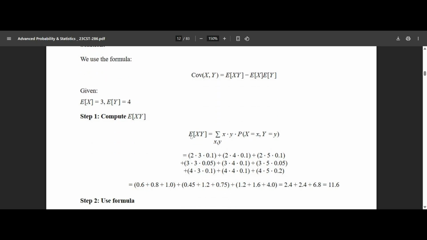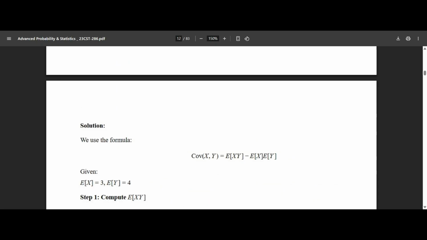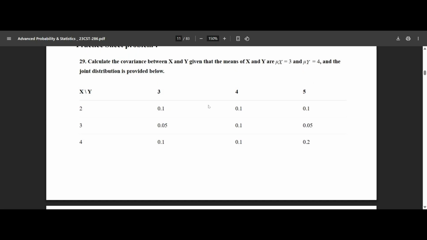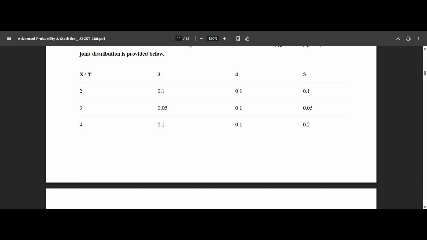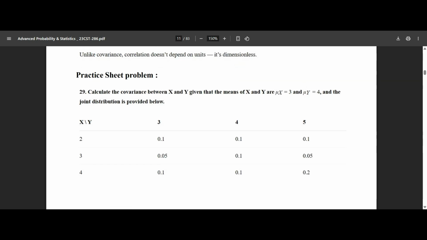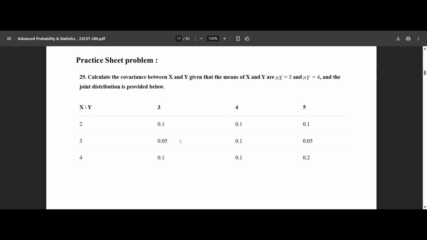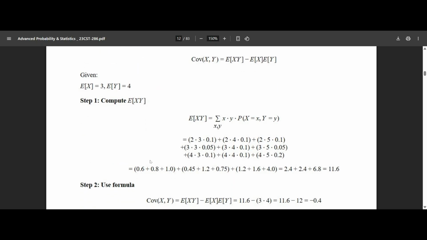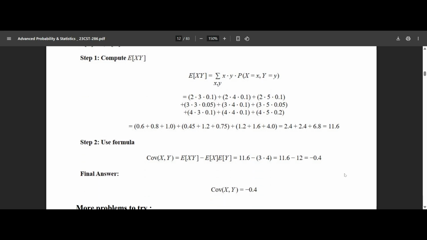So we compute E of xy in this formula, that is summation of x into y into p of x comma y. So if x equal to 0 and y equal to 0, then summation of 0 into 0 into 0.1, but sorry, 1 0 won't be there. If x equal to 2 and y equal to 3, that is 2 into 3 into their probability, that is 0.1. So 2 into 3 into 0.1 means 0.6. That way you have to take the entire sum, which comes out to be 11.6.